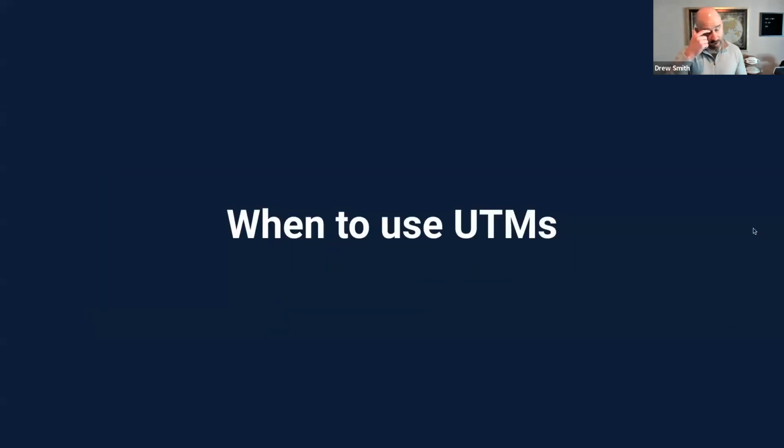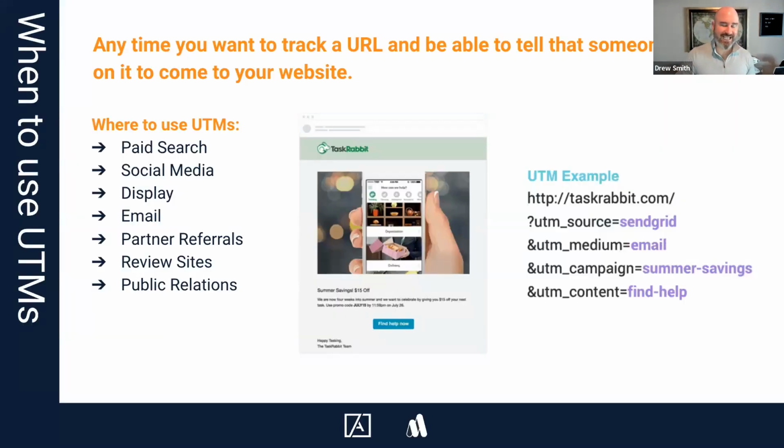So when would you use UTMs? It's a really easy answer to that question. Anytime you want to track a URL and be able to tell that someone clicked on it to come to your website, and you want to know where they came from. Simple. If you want to track it, you use UTMs. Some examples of where to use UTMs.